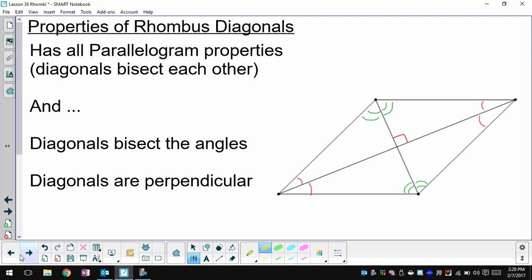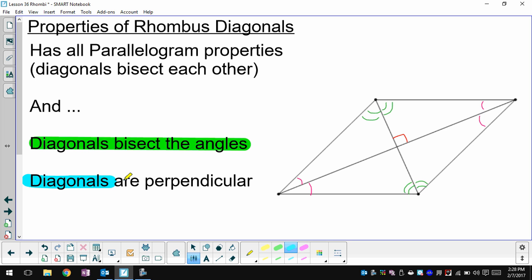Again, it shares the same properties of its diagonals as a parallelogram, but it has two special ones. The first one is that the diagonals bisect the angles of the rhombus. So if you look over here, this diagonal is cutting this angle from the rhombus into two equal smaller parts. Same thing over here. And you can see these four little angles are equal. Since the opposite angles in the rhombus are equal, this angle is getting cut into two smaller angles that are equal, this angle is getting cut into two smaller angles that are equal, and all four of these are the same.